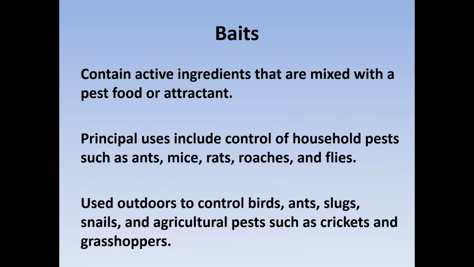There's also baits. Baits contain active ingredients that are mixed with food or attractant. Principal uses are for household pests such as ants, mice, rats, roaches, and flies. Used outdoors to control birds, ants, and slugs, snails, and ag pests such as crickets and grasshoppers.